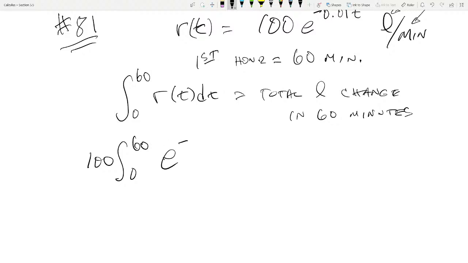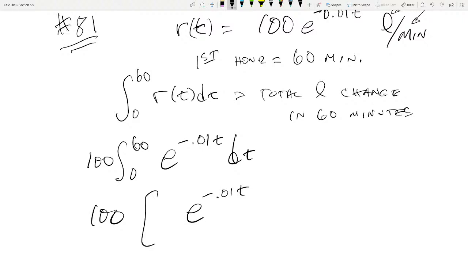We have e to the minus 0.01 t. The antiderivative of that is e to the minus 0.01 t, so that when you take the derivative, you get back to this. But if I took the derivative of this, I would get an extra minus 0.01 on the outside, which I don't want. So I'm going to put a 1 over minus 0.01 to compensate for that. And then I'm going to evaluate that from 0 to 60.